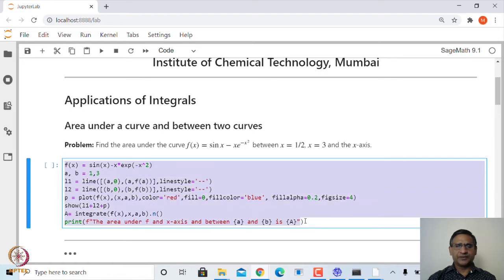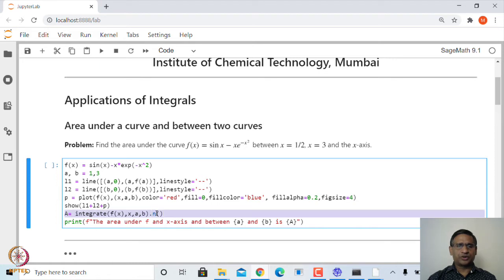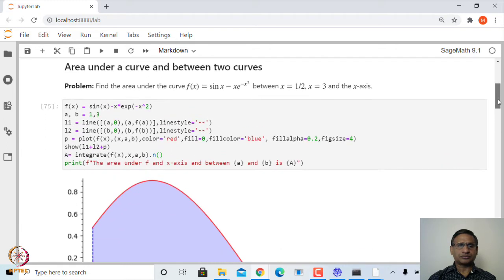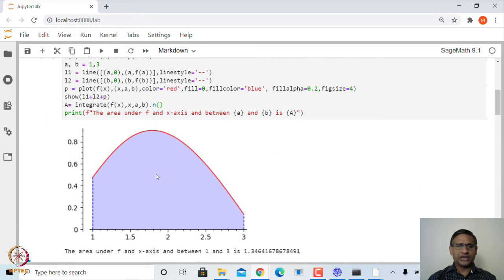You are defining the function, then you define the area as an integral of f(x) from x equal to a to b and take the numerical value, and then plot the graph of the function, plot the graph of the two lines x equal to a and x equal to b in dotted style, and then print the actual area. That is what you can see here. That is the area under this curve plotted as a shading, and the actual area in this case is 1.3461 and so on.